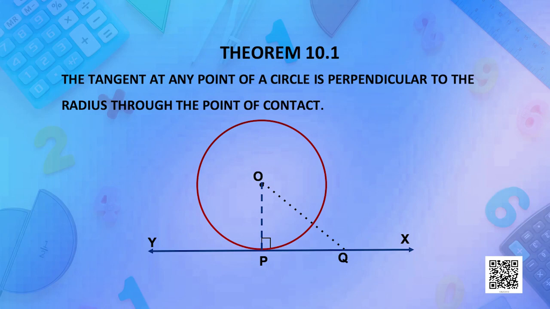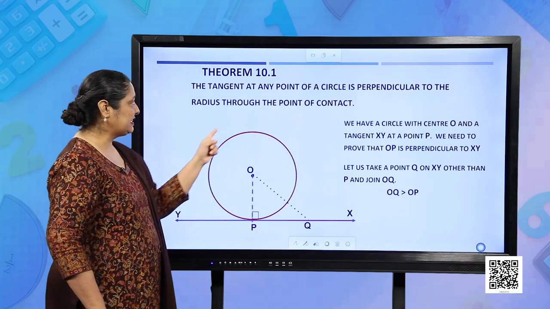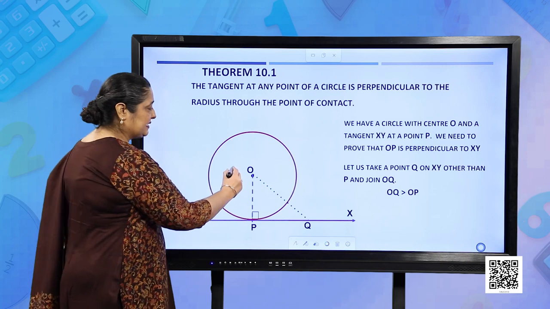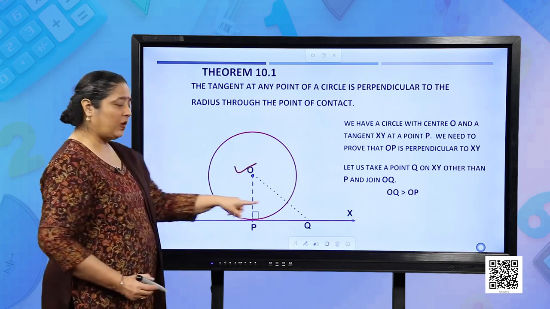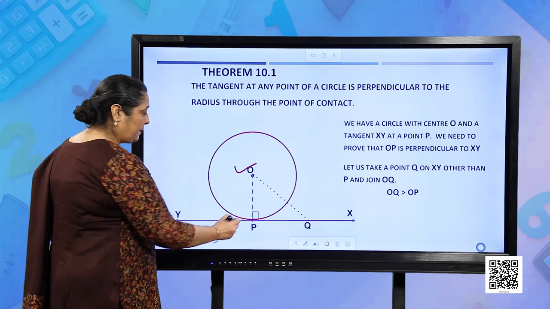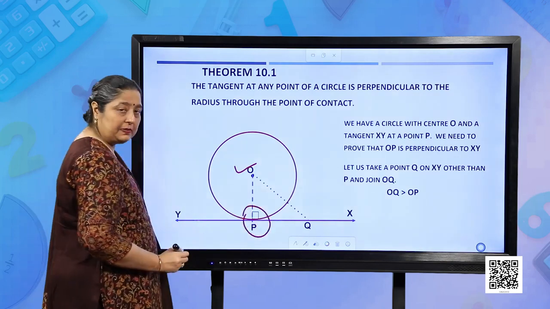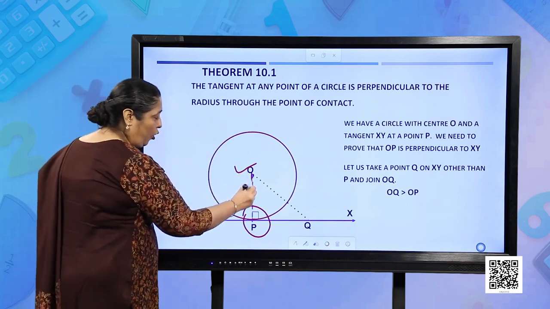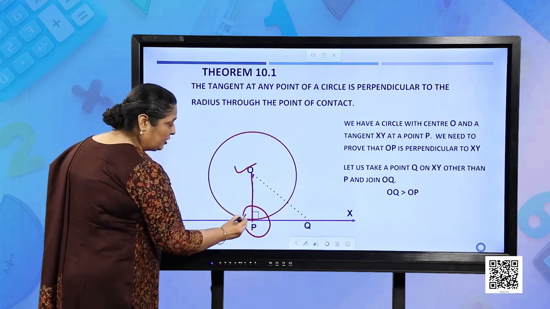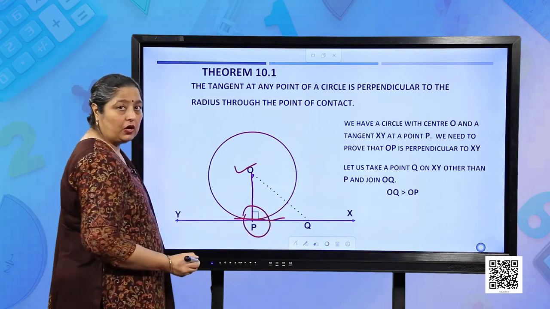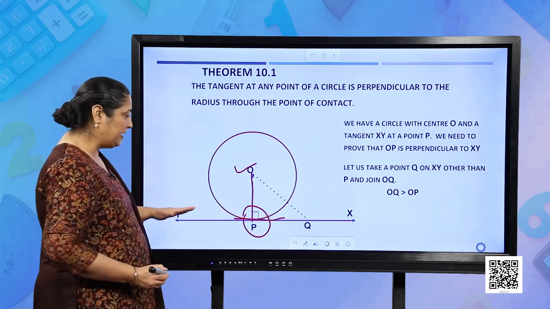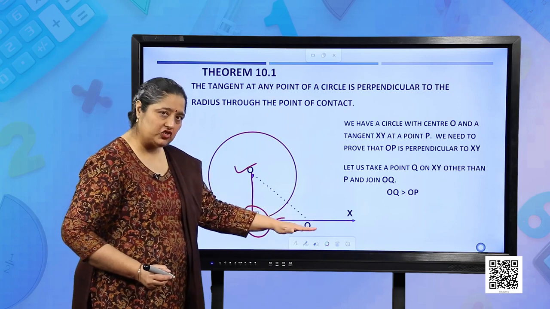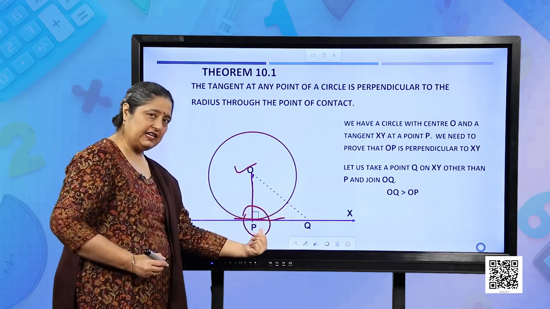This is theorem 10.1. The tangent at any point of the circle is perpendicular to the radius through the point of contact. This is the circle with center O, and XY is the tangent and P is the point of contact. What does the theorem say? Theorem says that OP is perpendicular to XY. OP, the radius, is perpendicular to XY, the tangent, at the point of contact P.